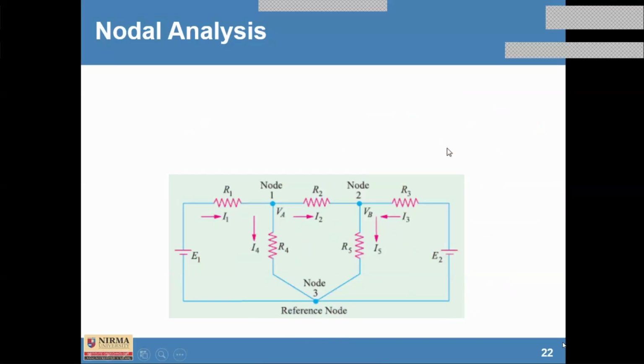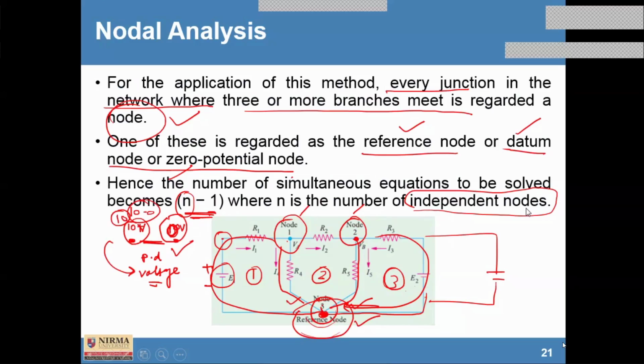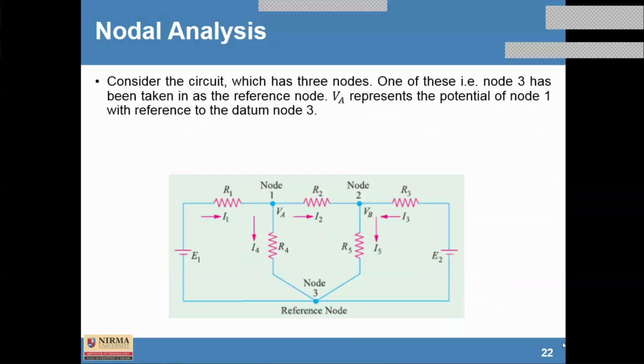How? Let us see. So here, again, I repeat the same diagram. Consider the circuit which has 3 nodes, as discussed, 1, 2, and 3. Of these, node 3 has been taken as the reference node. This is the reference node that we have to decide on our own.